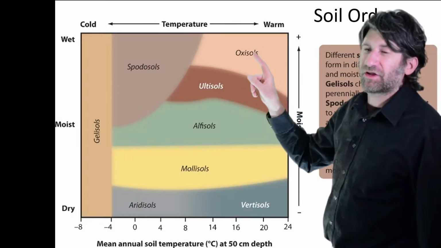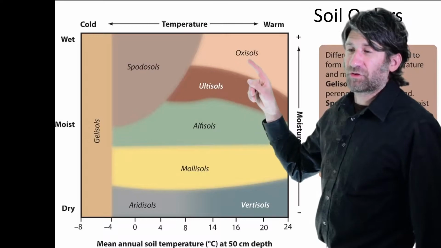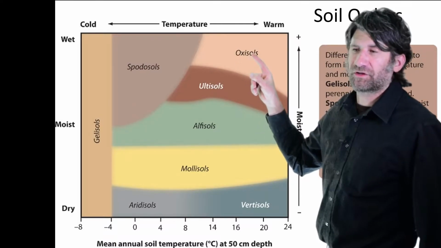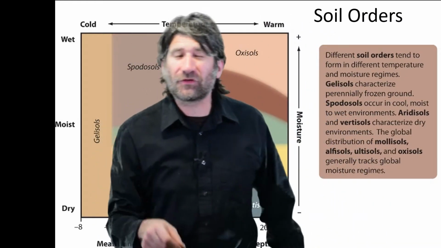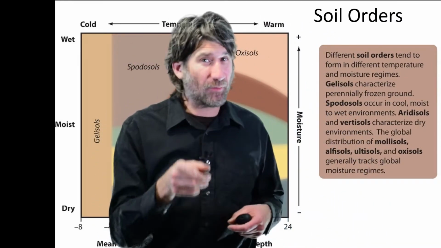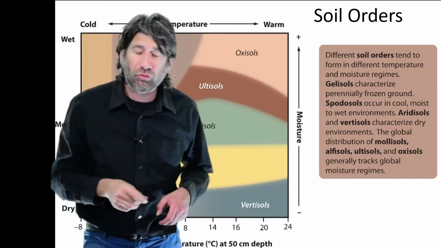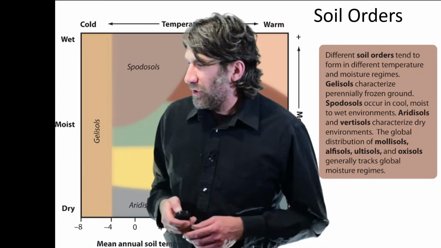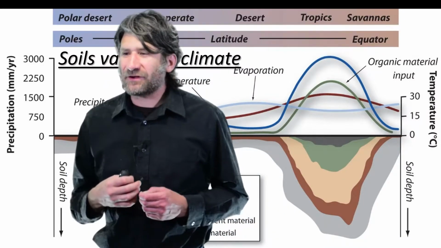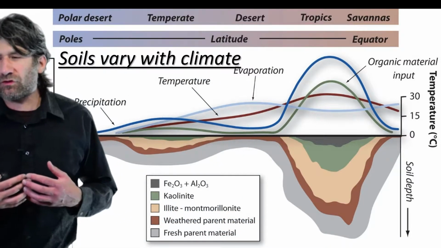And so that's going to tell us something about the formation process, right? So an oxisol over here in the warm and wet area, may this be a soil where we're going to see intensive chemical weathering? Great thought. I completely agree with you on that. I think we just might see that. Okay, so the key here is that soils vary with climate.